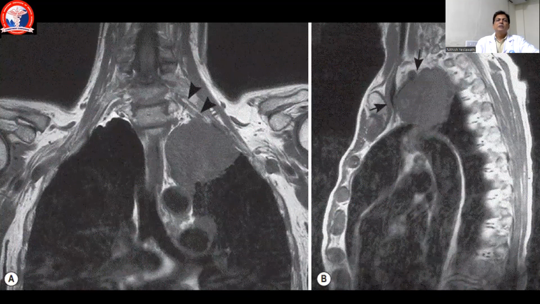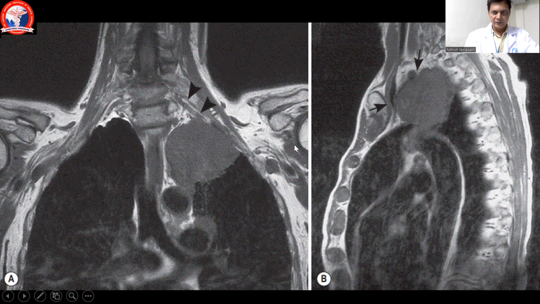Next image, these are MRI images. We get to see the left apical upper lobe, apical segment. We are seeing a large soft tissue mass. The mass is invading the adjacent soft tissue, including pleura. Then these are nerve roots, actually the brachial plexus, and this mass. So it is starting from the lung apex and invading the adjacent soft tissue. It is invading the rib also.